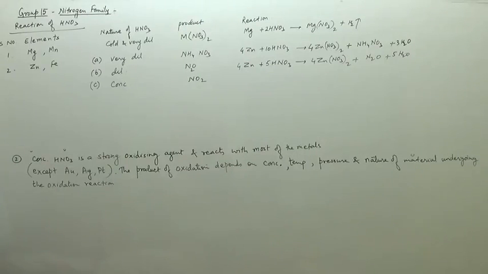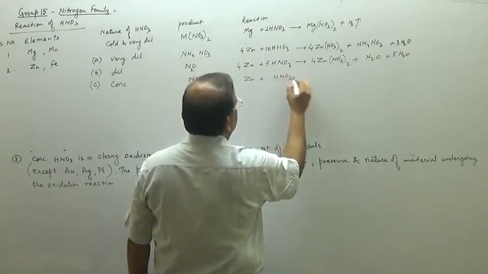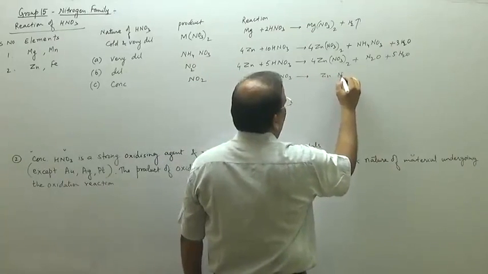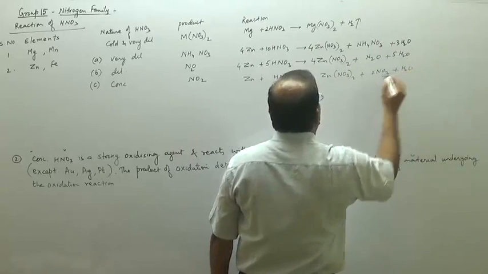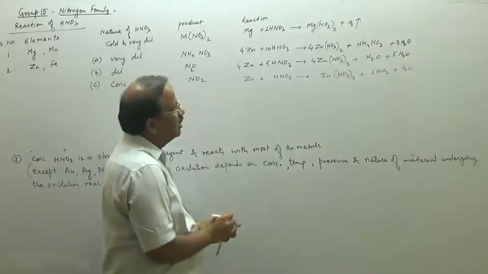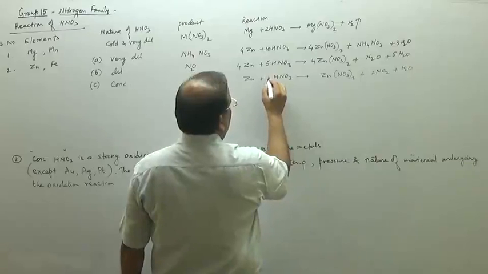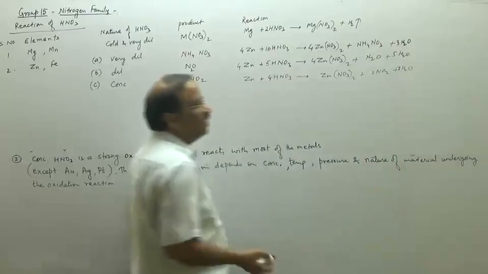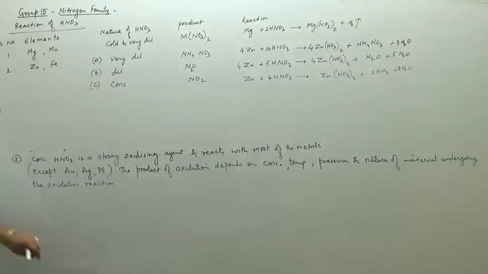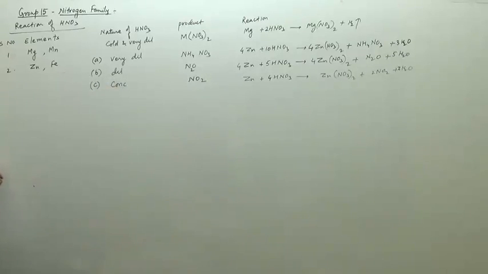With concentrated, the reaction products are almost the same in all the cases. So with concentrated HNO3, zinc will react to give zinc nitrate, Zn(NO3)2, plus 2 NO2 plus water. Here you can write it directly: zinc nitrate, NO2, so I write this as 4 HNO3 and I get 2 water. So you get the balanced reaction. That is how you can write the reaction of zinc.